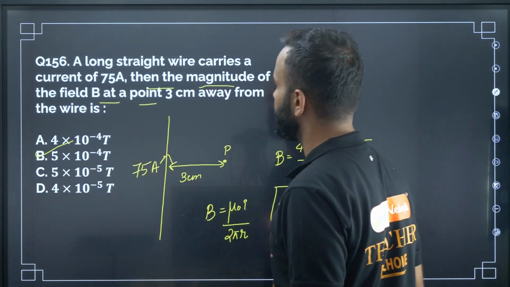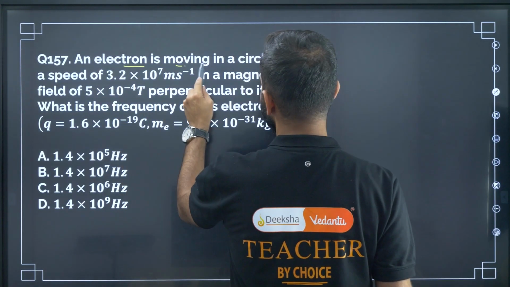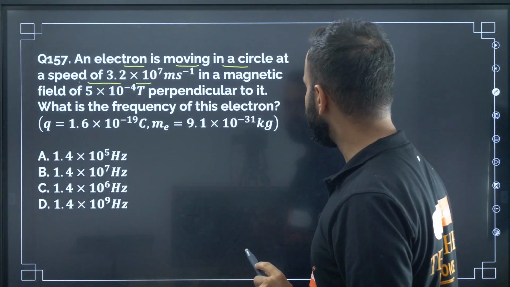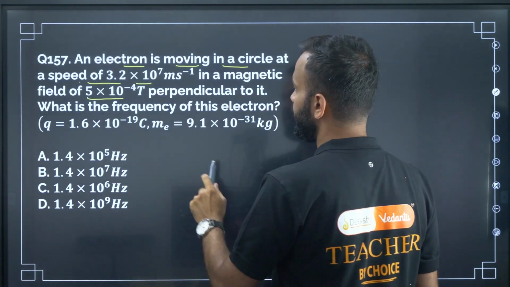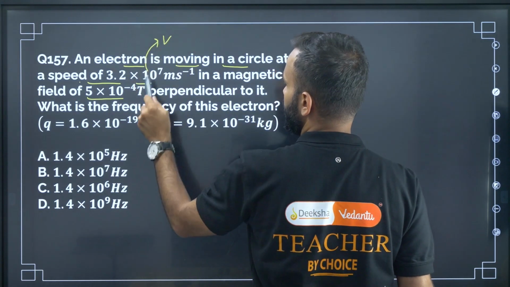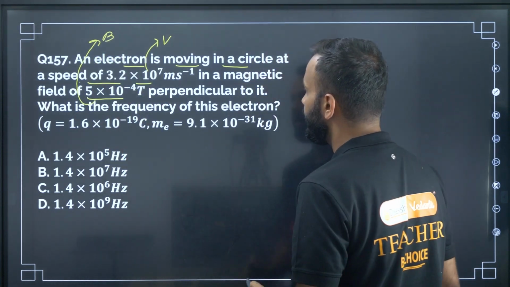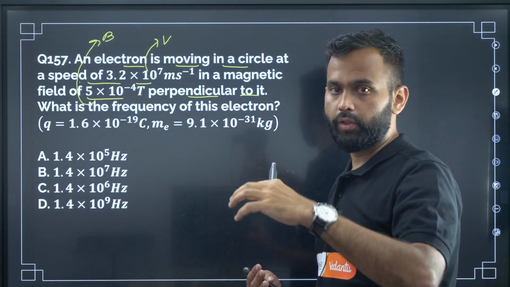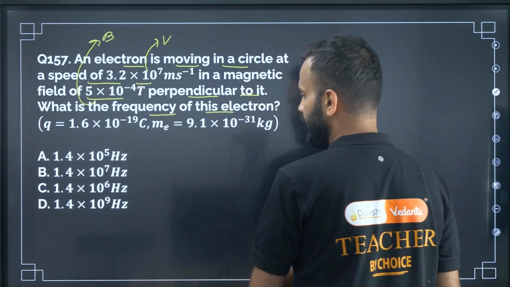Next question, question number 157. An electron is moving in a circle at a speed of 3.2 into 10 to the power 7 meter per second in a magnetic field of 5 into 10 to the power minus 4 Tesla. V is the velocity of the electron, B is the magnetic field, and the motion of the electron is perpendicular to the magnetic field. What is the frequency of this electron?